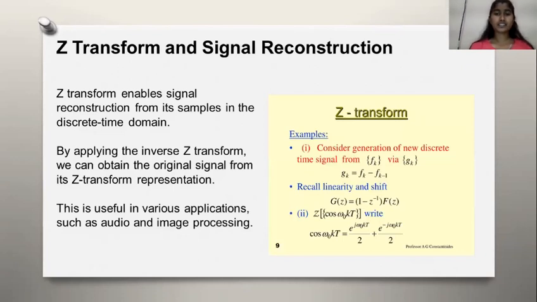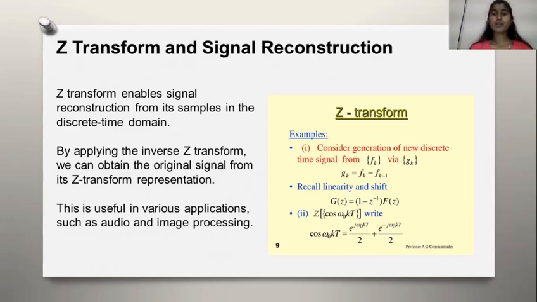Z transform and signal reconstruction. The Z transform enables signal reconstruction from its samples in the discrete time domain. By applying the inverse Z transform, we can obtain the original signal from its Z transform representation. This is useful in various applications, such as audio and image processing.